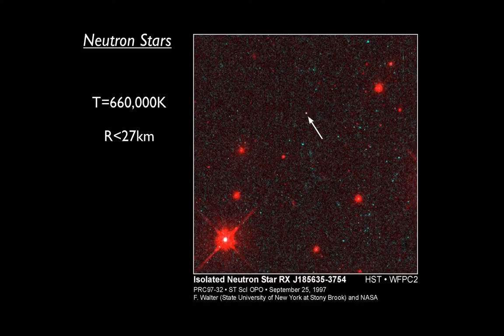So you know now that even though the temperature is very high, the surface area is very low, and so the luminosity will be low as well. It's actually an extremely faint object, requiring a telescope in space to actually see it.